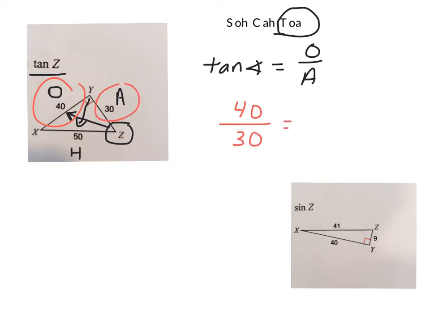Also in this example, 10 goes into both of these numbers, so 40 divided by 10 is 4, and 30 divided by 10 is 3.